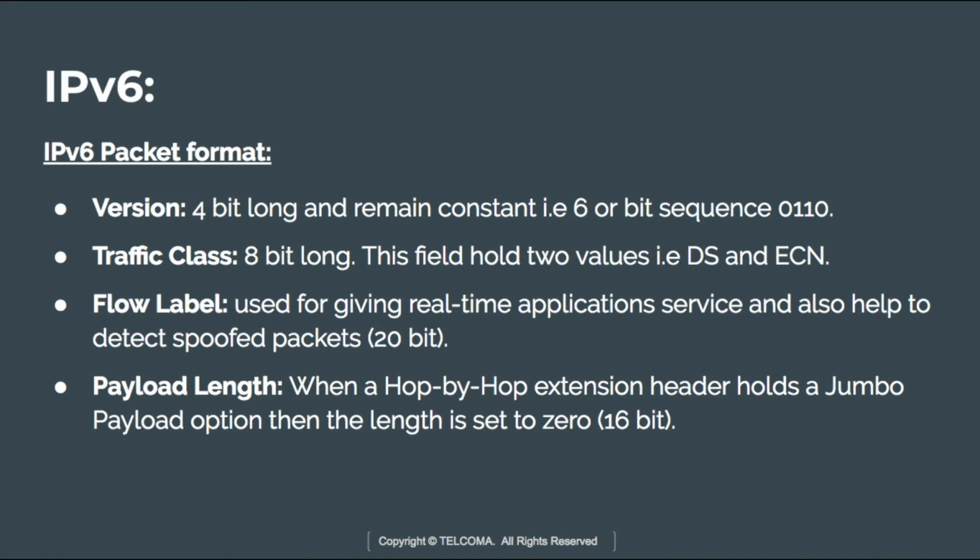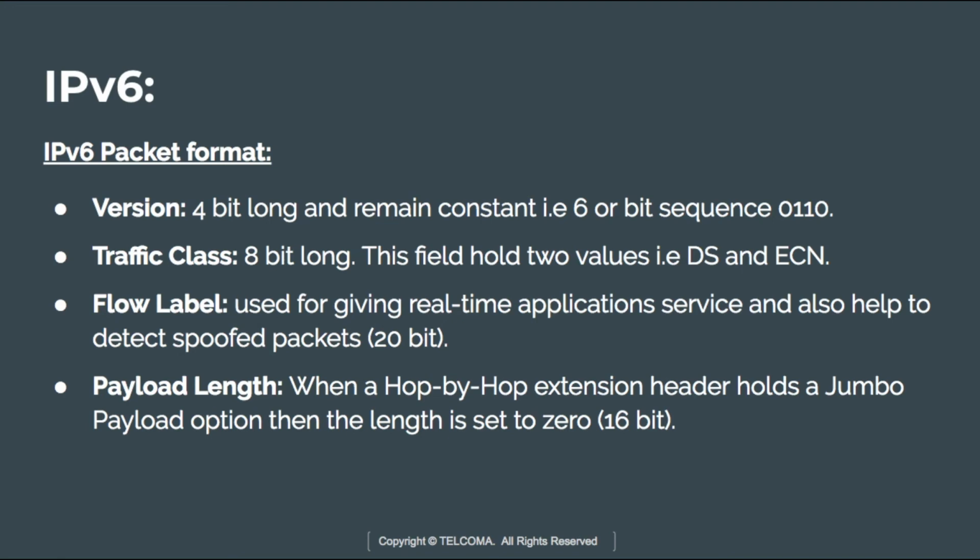So DS classifies packets. If it ends with a 0 bit, then it is a standard bit. If it ends with a 1 bit, then it is for local or experimental use. ECN represents two parts, that is congestion control traffic or no congestion control traffic. The next part is the flow label. Flow label is used for giving real-time application service and also used to detect spoofed packets, and it is 20 bits long.